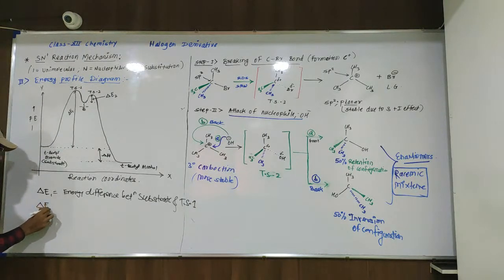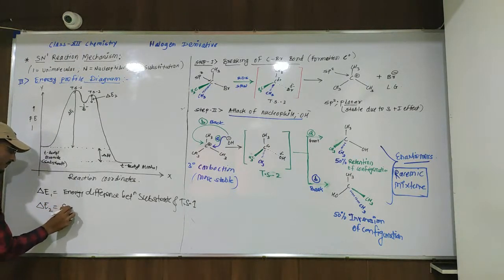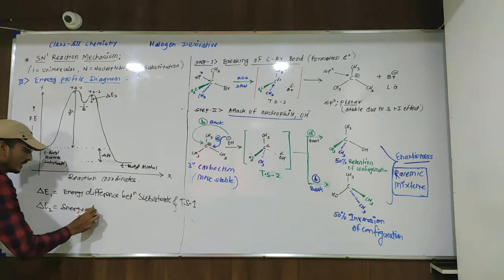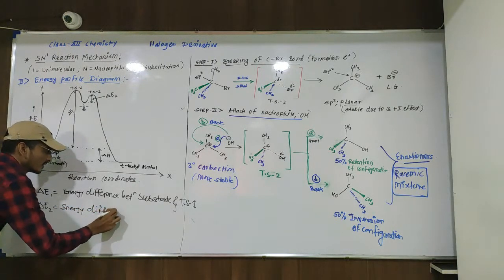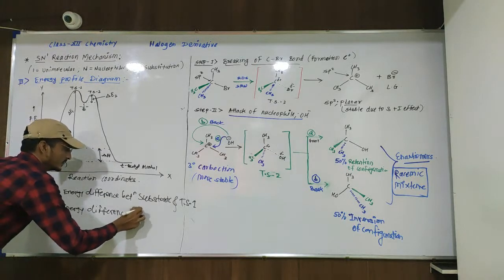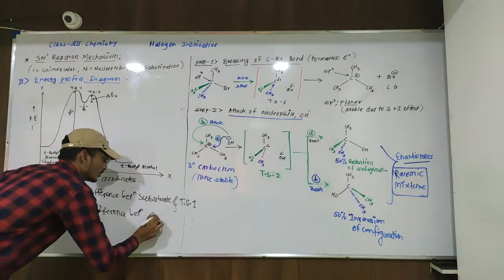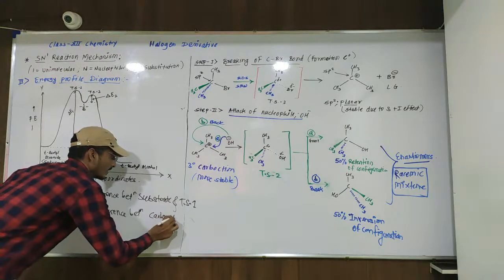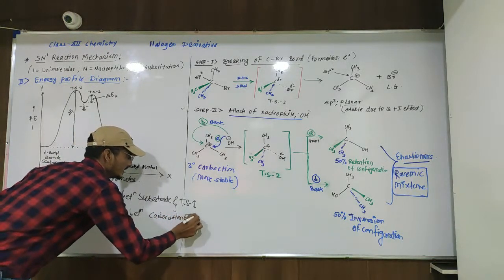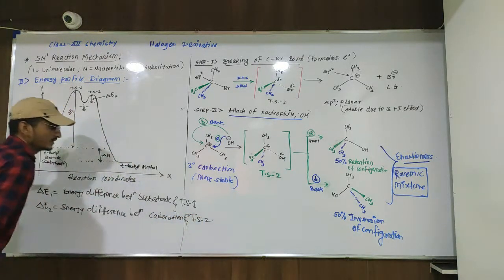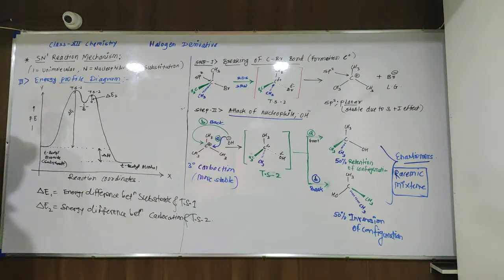Next thing here, delta E2. It is the energy difference between carbocation and TS second.